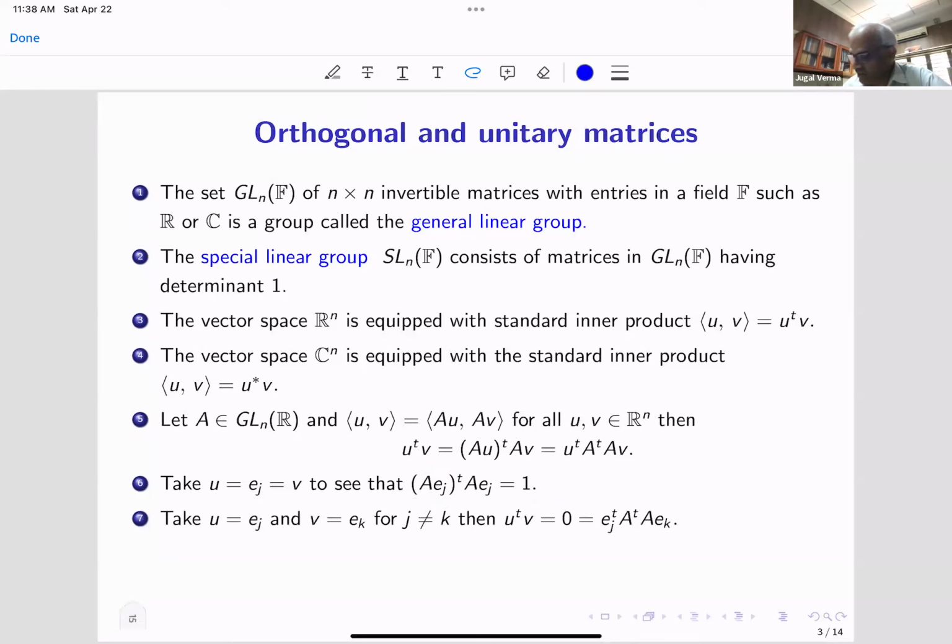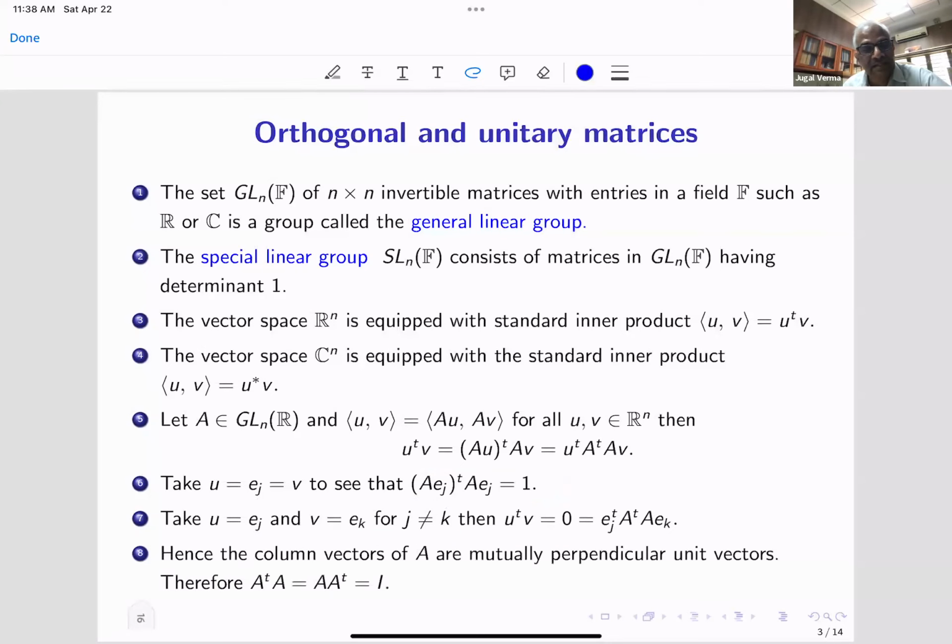And then if I take two vectors e_j and e_k, where j is not equal to k, then the condition that u transpose v equals the dot product of Au and Av translates into the condition that e_j transpose A transpose A e_k is equal to 0. And this says that the column vectors of A are mutually perpendicular unit vectors. When column vectors are mutually perpendicular unit vectors, we say that the n column vectors form an orthonormal basis of R^n. But that condition can be written as A transpose A equal to identity.